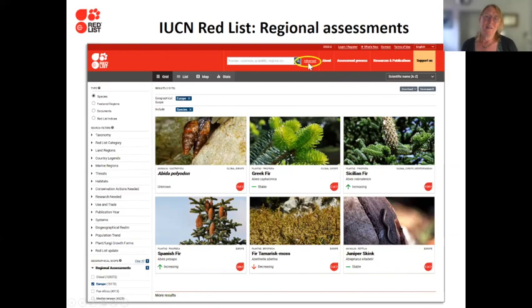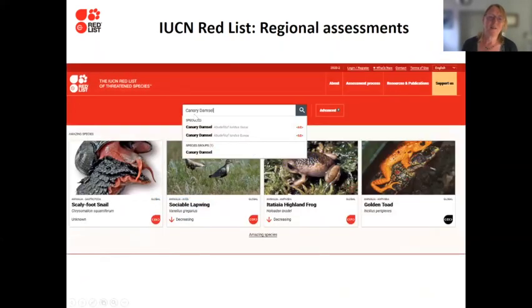You can also click on the advanced search here, to get the regional assessments. You can also just type in the name of a species in the Red List website. And if there is a regional assessment, it will be listed before you even click on the search button. It will just give you a list of all the assessments you've got. So here we've got a type of dragon damselfly, and it has a global assessment and has a European assessment. You can click on that link and it will take you straight to the European assessment.